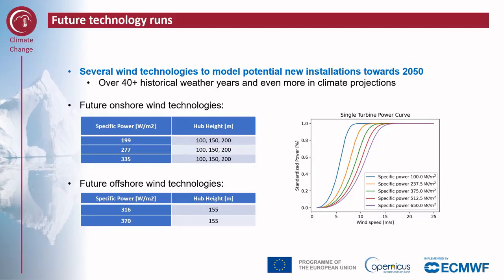Then we have the future technology runs, where we simulate 9 different onshore wind technologies with varying hub heights, different specific powers, and 2 offshore wind technologies. And these are to model the potential new wind installations going forward. The hub height, of course, impacts the effective wind speeds of the plant. On the right-hand side, you can see a visualization of how the specific power impacts the power curve, so a lower specific power produces more at a given wind speed.